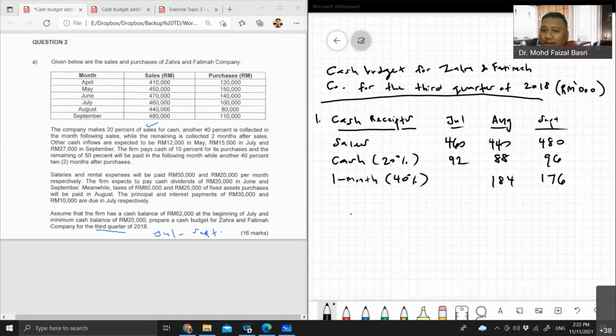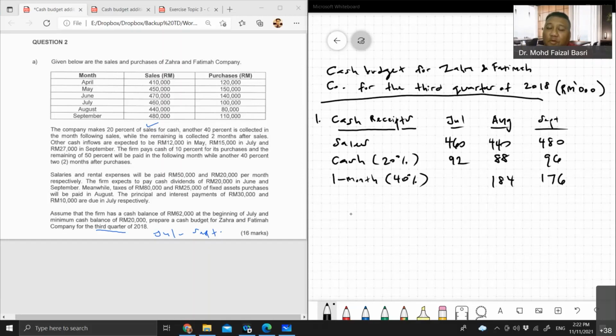So this is July, July's transaction. And in July, they're going to receive a month earlier's sales. Because as you recall so far, we have one portion cash 20%, and then we have 1 month delay, which is 40% of it. So if we want to record this July transaction for 1 month, we have to refer to the previous month's sales, which is in June. And in June, the sales was 470,000. Okay, I don't put June here.